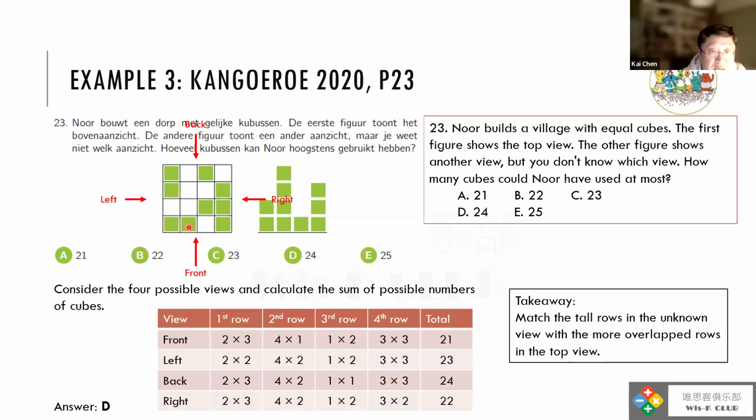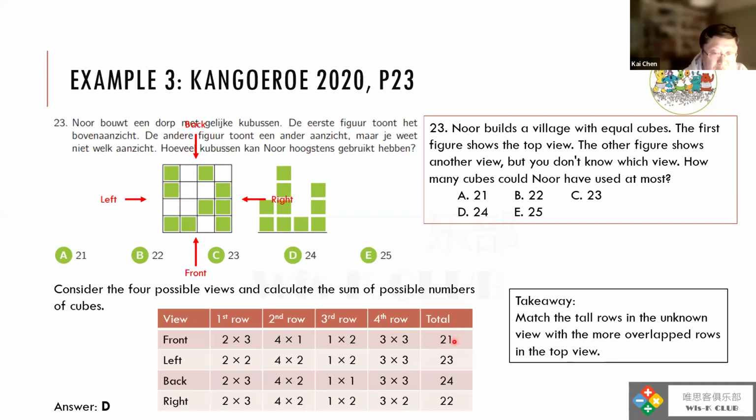And for the second, from the top view we know only the front cube has a tower, and all 3 afterwards have no tower. But from the front view the height is full, so it's 4 times 1. Same for the third and fourth. So basically we calculate the maximum cubes for each row or column and then add them up. So if this is the front view, at maximum Noor has 21 cubes in total.